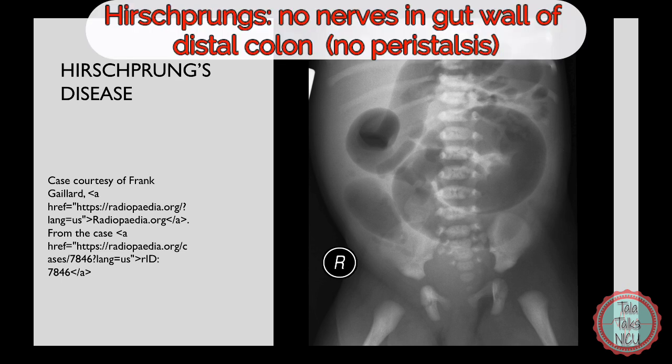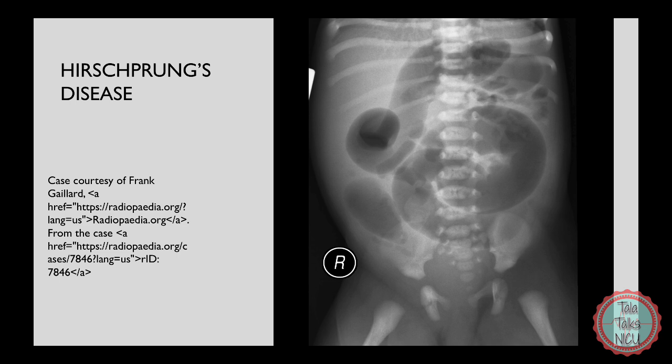Hirschsprung's happens when the nervous system of the gut doesn't develop normally, and some part of the colon, usually the distal colon, doesn't have any nerves in the muscle of the gut, so it can't perform peristalsis. It can't squeeze the meconium or the stool forward, so it all backs up into the area before where there are actually nerves. This is diagnosed with a biopsy of the rectum looking for these nerves. Hirschsprung's can be a short segment or it can involve the whole colon. It's difficult to tell how low the issue is from just an X-ray.